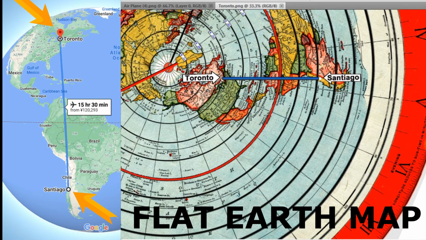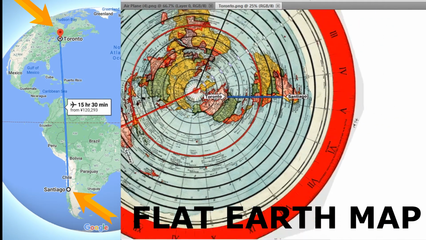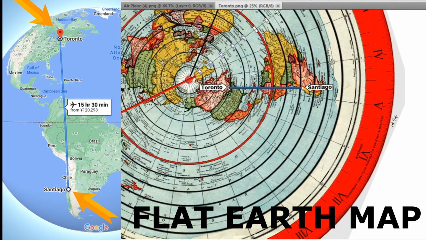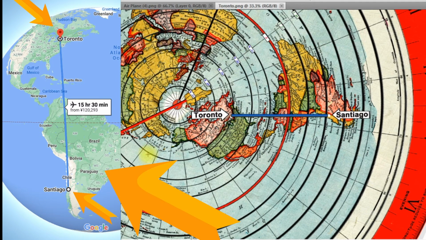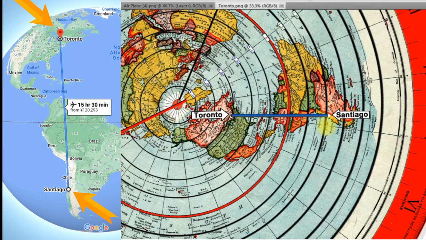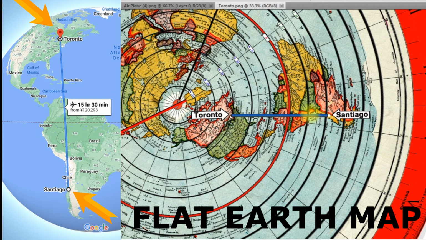Let's compare a flight going from Santiago in South America to Toronto, Canada in North America. Let's go to the flat Earth map. Let's consider this flight here. I have here the flat Earth map. And let's consider this flight here between Santiago, Chile and Toronto. On this side here, I'm going to show on the globe how this flight would look like on the globe Earth. So let's look at here, Santiago in Chile, Toronto, Canada, on the flat Earth map. You see here how this flight would go.